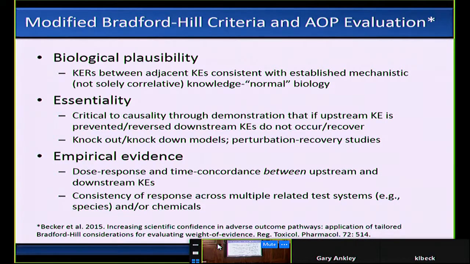And then finally, there are a number of lines of empirical data that can be brought to bear in establishing causality in AOPs, including evaluation of dose-response relationships among key events, and time concordance of responses between upstream and downstream events. Also, you can use empirical evidence relative to consistency of responses across multiple related test systems, for example, species or chemicals that you would predict to act in a similar fashion.